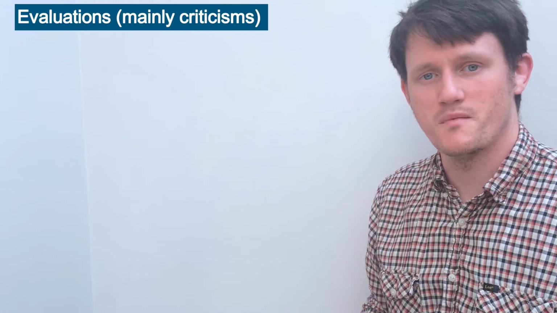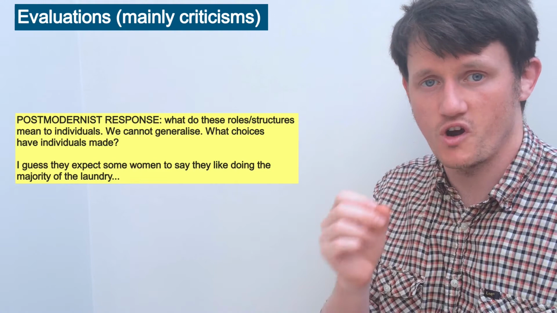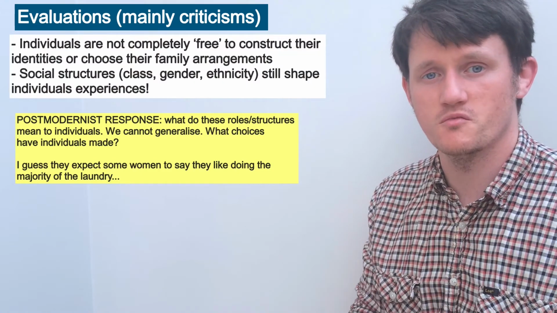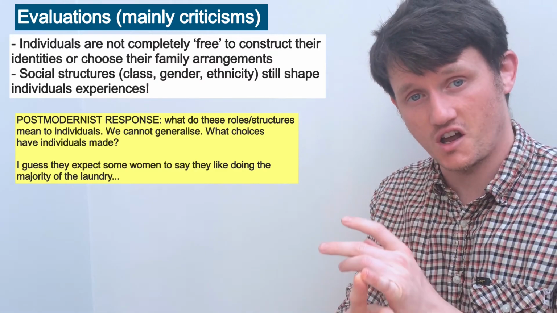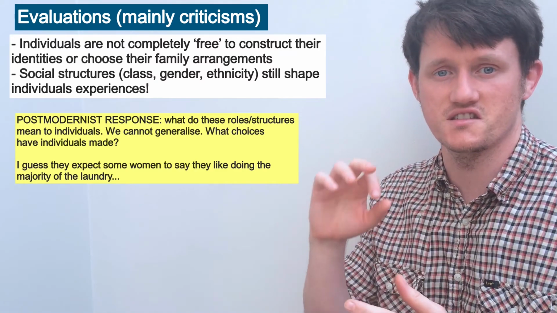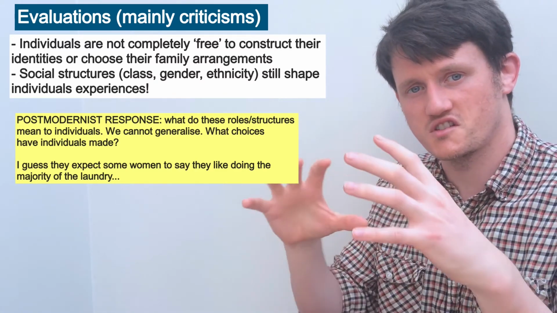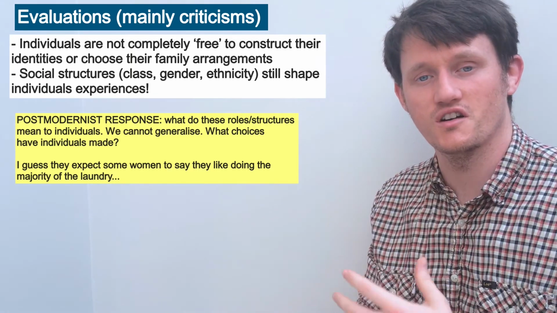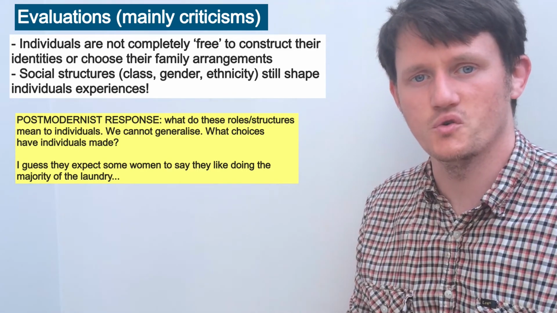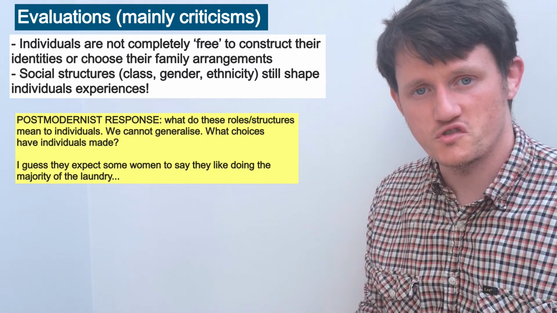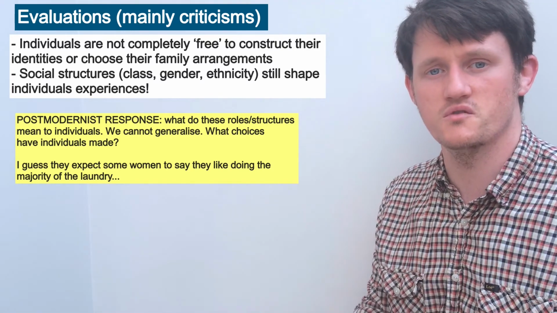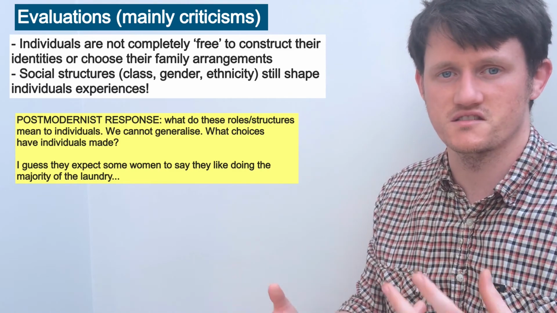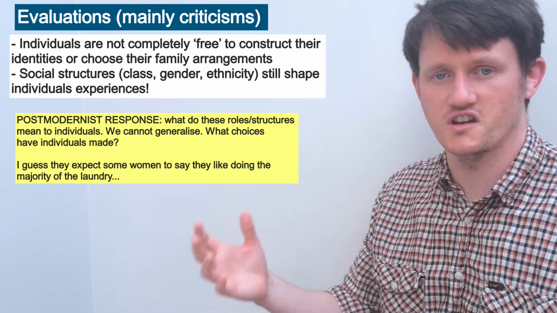The easiest evaluation you can make, and a major criticism, really hammer it home in your essays, is that postmodernists argue we are now free from social structures such as class, gender, ethnicity and tradition. Those things are no longer binding and shaping our lives. This is completely false. Clearly it may have reduced, but the idea we're completely free from it is false, and we know that just by looking at the patterns that exist around class, gender and ethnicity.